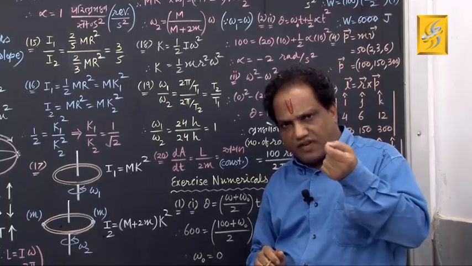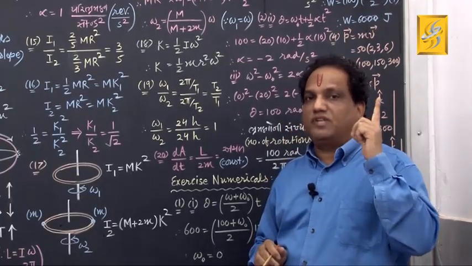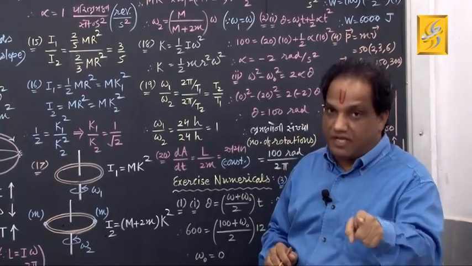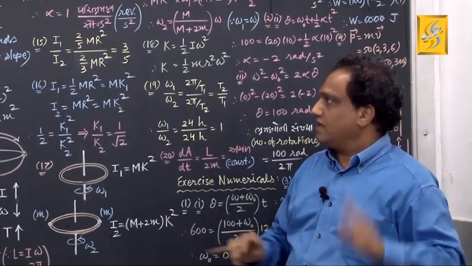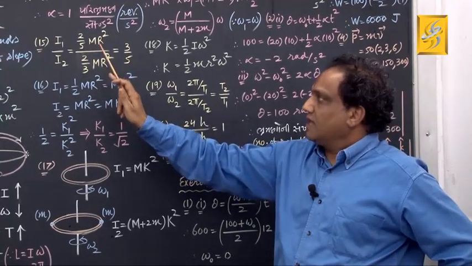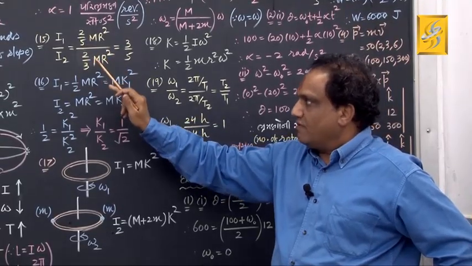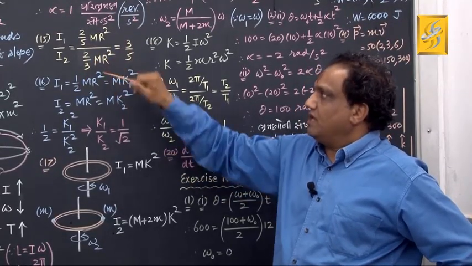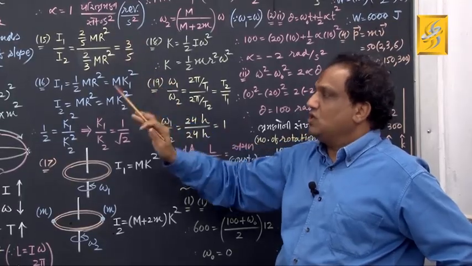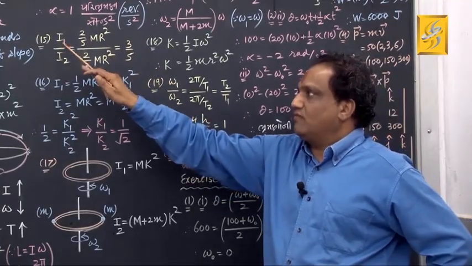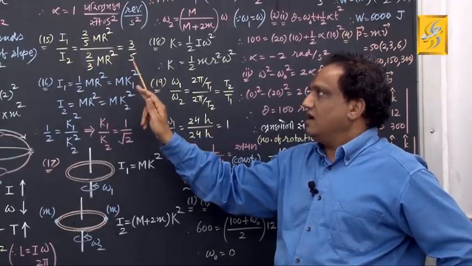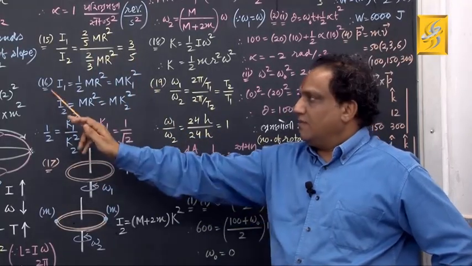For an extremely thin spherical shell, remember, the moment of inertia about an axis passing through its diameter is 2 by 3 mr square. Now 2 will cancel, mr square will cancel. The denominator will become the numerator. So now it will be 3 by 5. So the required ratio of the two moments of inertia is 3 by 5. Read number 16 now.